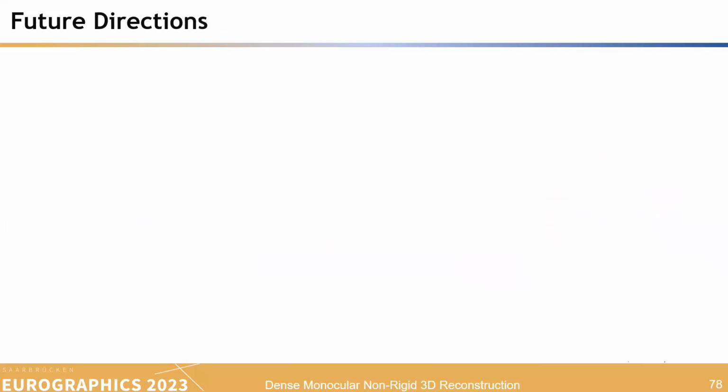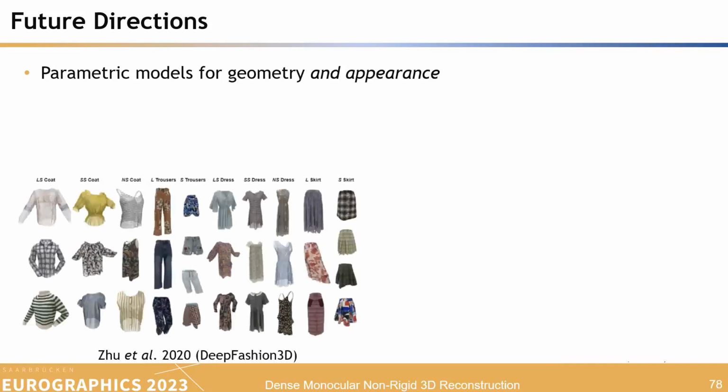Now let's talk about some future directions. We have been talking a lot about parametric models, but wouldn't it be nice that we also have parametric models that are textured? So they also give us cues about appearance and not just geometry. And recently, there are some proposals that may facilitate such kind of parametric models. So we have the DeepFashion3D data set that does appearance and geometry combined for human clothing. So probably someone can use it.